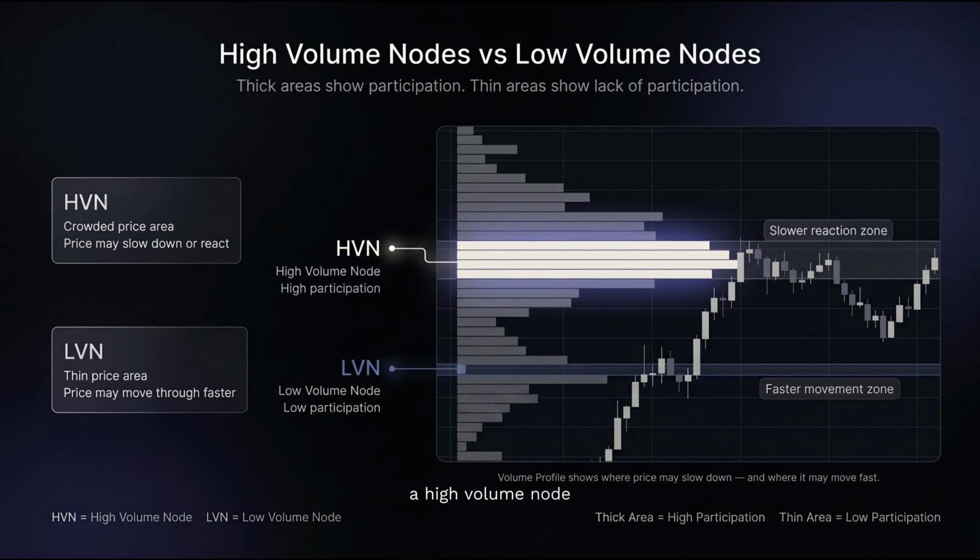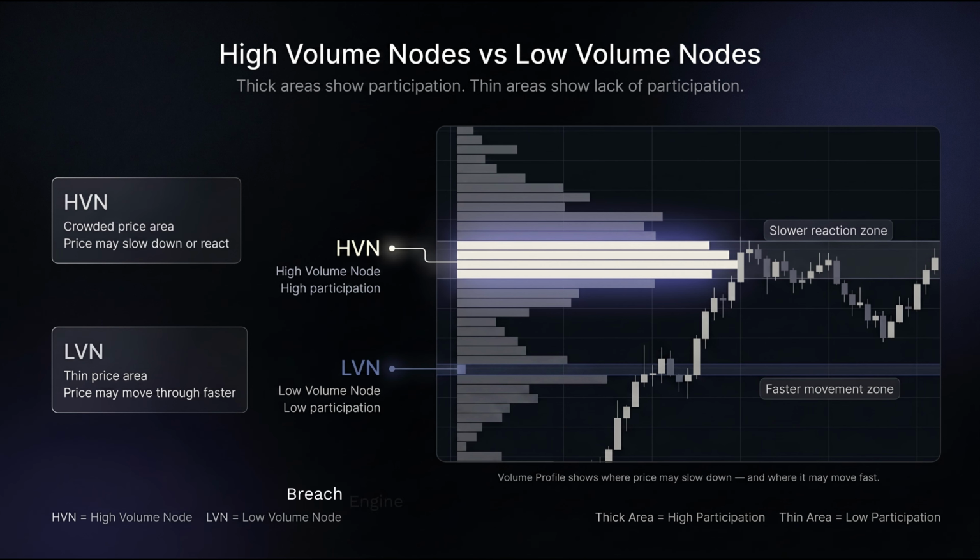A high volume node is an area where a lot of trading activity happened. Think of it as a crowded area. There are many traders positioned there, so price often reacts when it comes back into that zone. A low volume area is the opposite. There was very little trading activity there. That usually means price did not spend much time there, and there was not much agreement between buyers and sellers. So when price returns to a low volume area, it can move through it quickly or reject on it fast. This is why volume profile is so powerful. It helps you understand where price may slow down and where price may move fast.